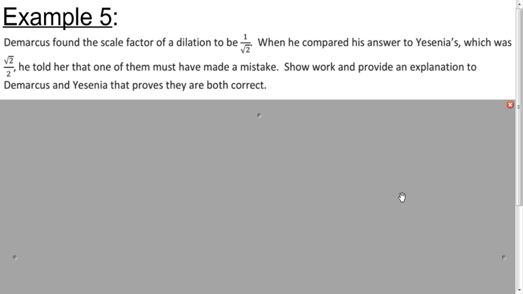Example 5. Read this problem to yourself, try to solve it, and then I'll show you my solution. So it turns out that they're both correct. It tells us that. So we want to show why.